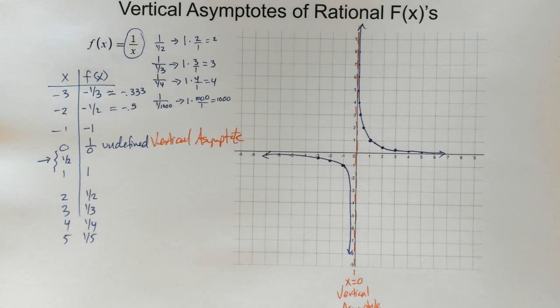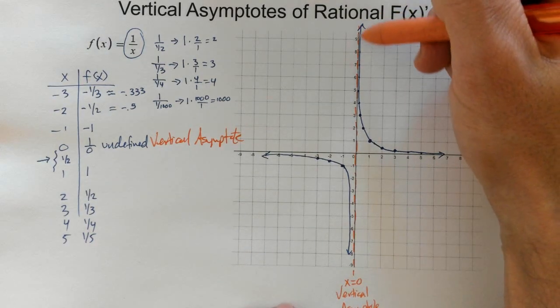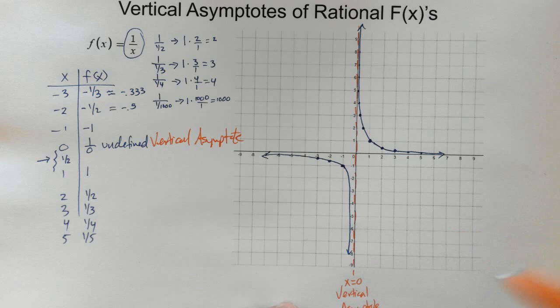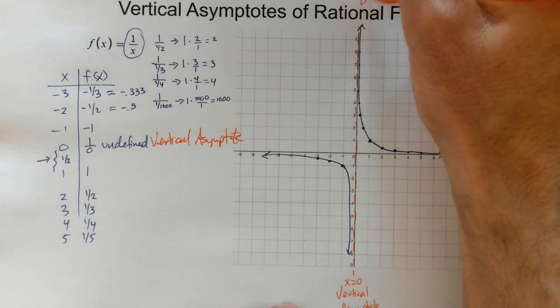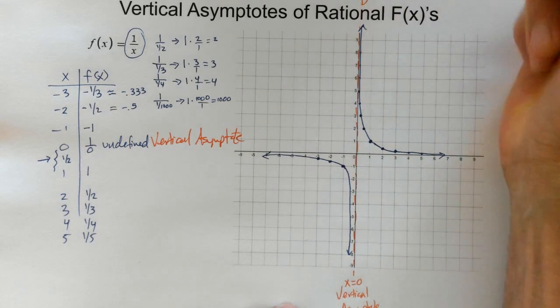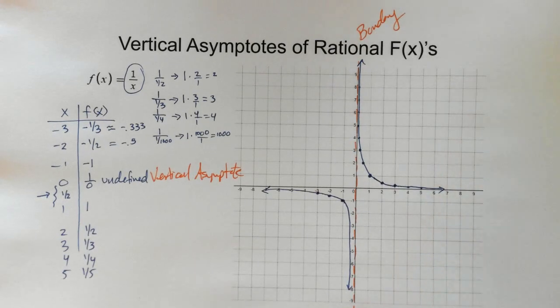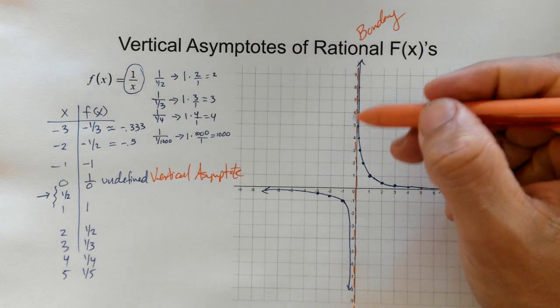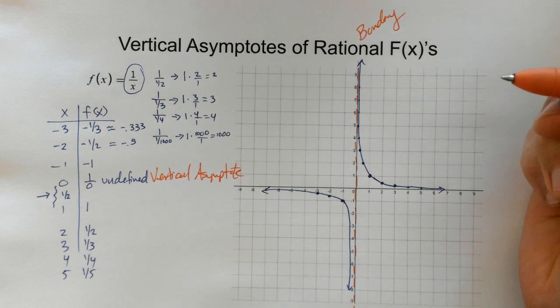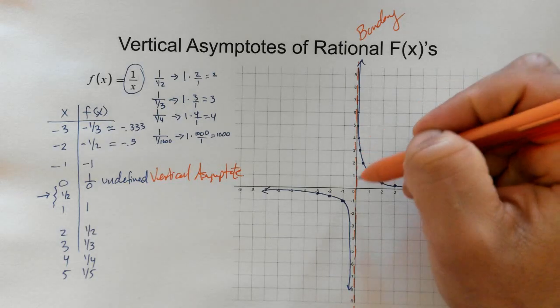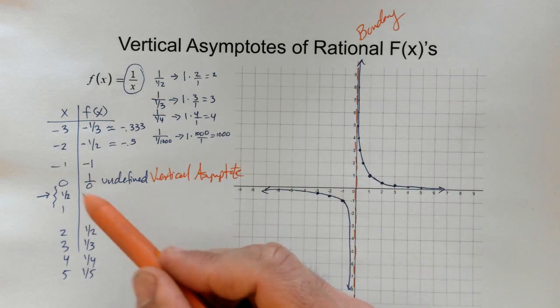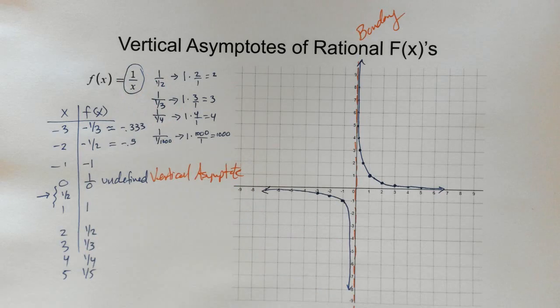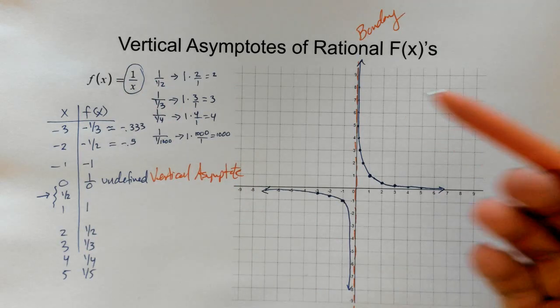A vertical asymptote is this imaginary line. It's like a boundary, right? We can think of this as a boundary. An imaginary line that the function will get really, really close to, but will never touch. Because at that particular place, we start to divide by 0, and we cannot divide any number by 0. And we create this vertical asymptote.